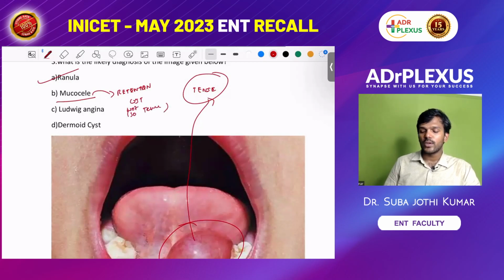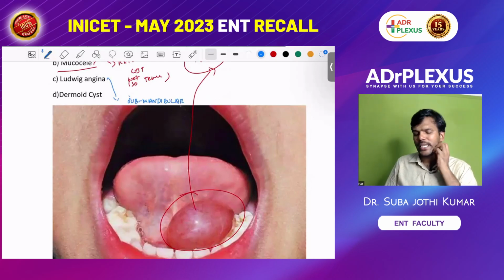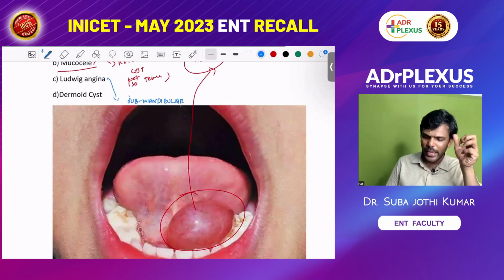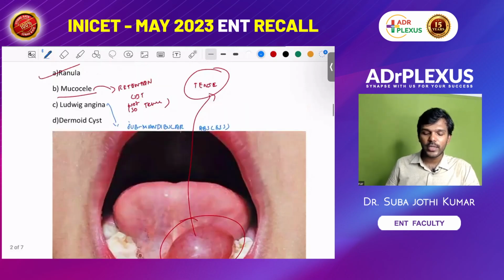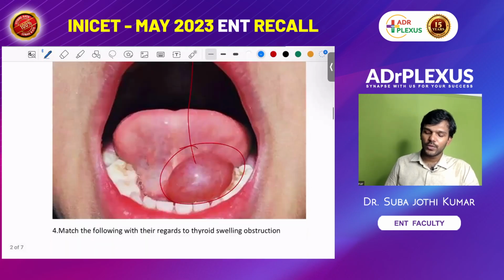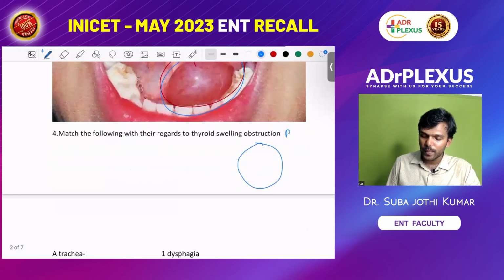Okay, so Ludwig's angina is nothing but a submandibular abscess over the mandible area. So it has nothing to do with the tongue base. So again, Ludwig's angina could not be the answer. Dermal cyst is usually seen outside. Inside, it's very rare, but this is very pathognomonic of ranula. Or if you see a swelling over here and a swelling over the neck, it is called plunging ranula. Plunging ranula. All right, it's an easy question.